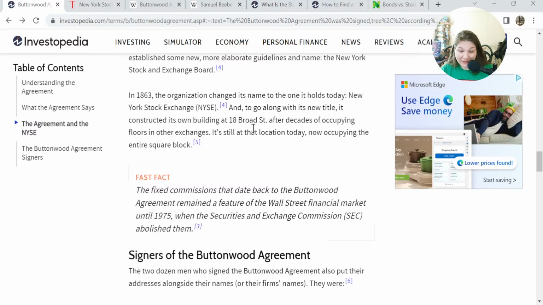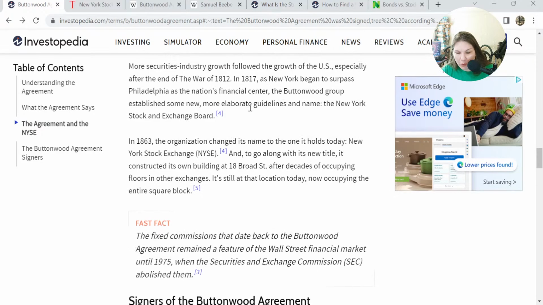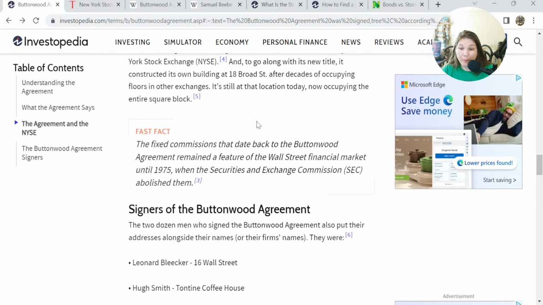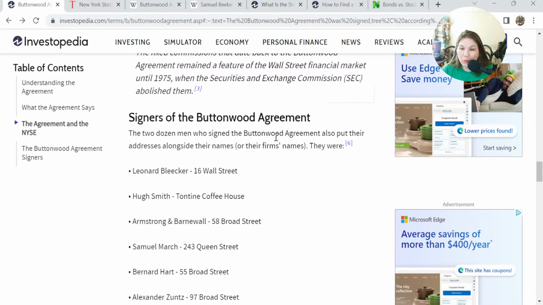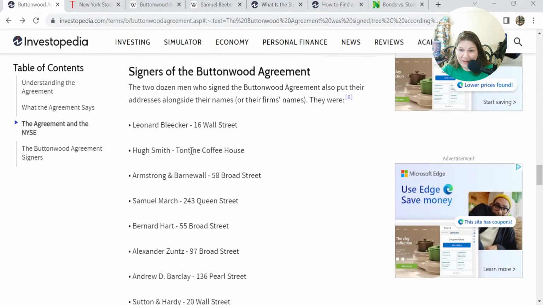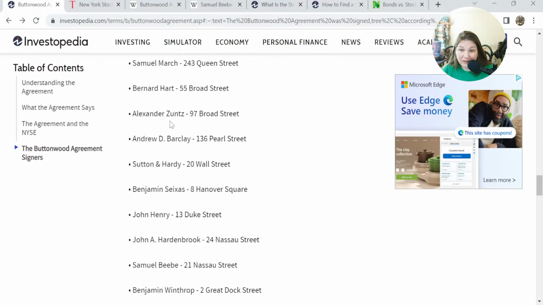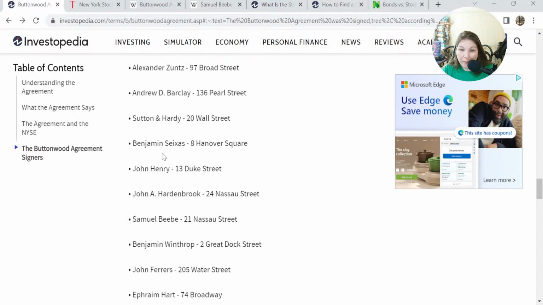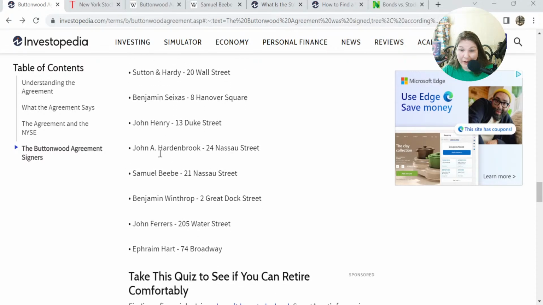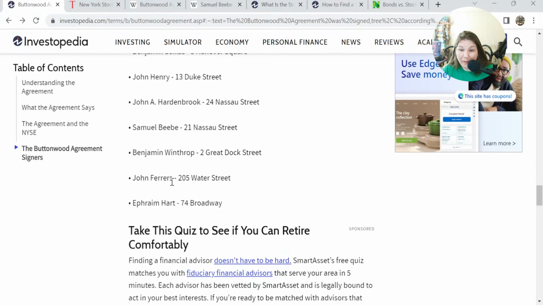So, now we get on to the signers of the Buttonwood Agreement. Remember what we said. It was 24 stockbrokers, or 24 of the most well-to-do, the creme de la creme of New York. And so who was it? So 24 men signed: Leonard Bleecker, Hugh Smith, Armstrong, and Barnwell. And these are two different people. If you look up Armstrong, you look up Barnwell, they're two different people. Samuel March, Bernard Hart, Alexander Zuntz, Andrew D. Barclay, and we all know the Barclay name, Sutton and Hardy, Benjamin Sixus, John Henry, John A. Hardenbrook, Samuel Beebe, Benjamin Winthrop, John Ferrers, and Ephraim Hart.